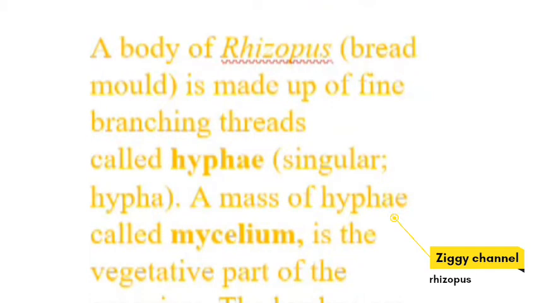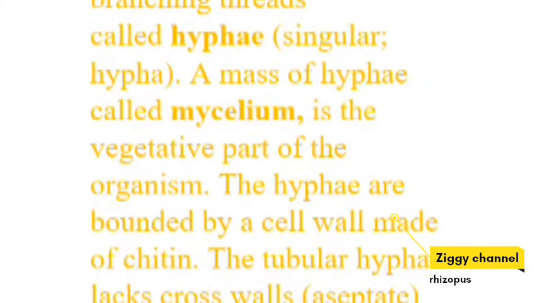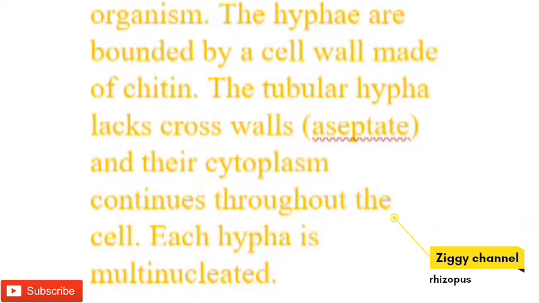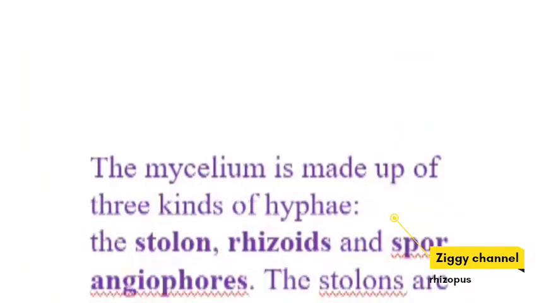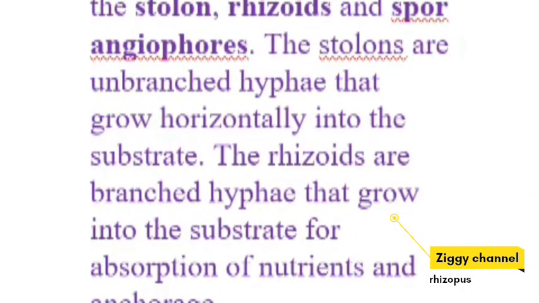The body of Rhizopus, bread mold, is made up of branching threads called hypha, singular hypha. A mass of hypha called mycelium is the vegetative part of the organism. The hypha are bounded by a cell wall made of chitin. The tubular hypha lacks cross walls, or septae, and their cytoplasm continues throughout the cell. Each hypha is multinucleated. The mycelium is made up of 3 kinds of hypha: the stolon, rhizoids and sporangiophores.